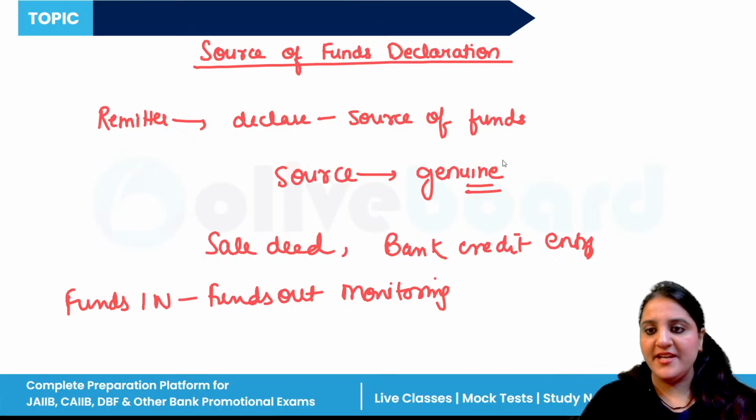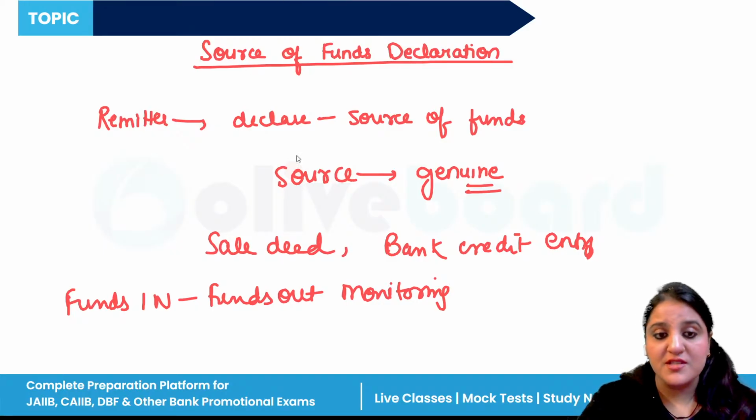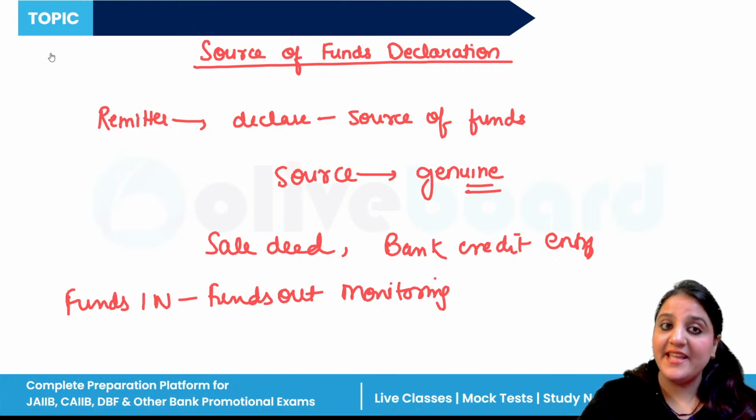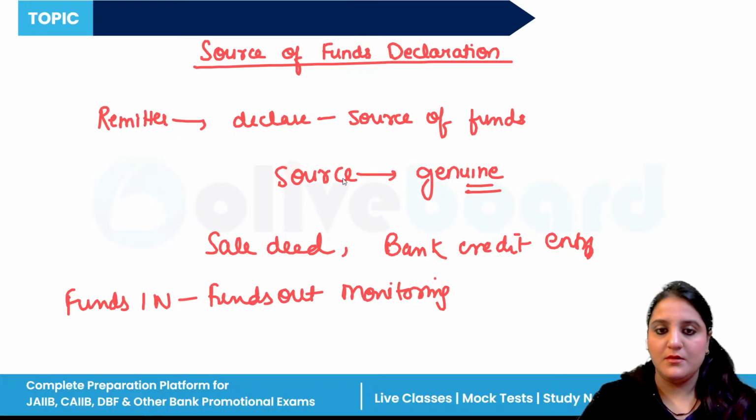Suppose large cash deposits are suddenly seen before a remittance, so obviously the bank may question why the sudden cash. What is the source? In that case, the remitter has to prove the source of funds, right?